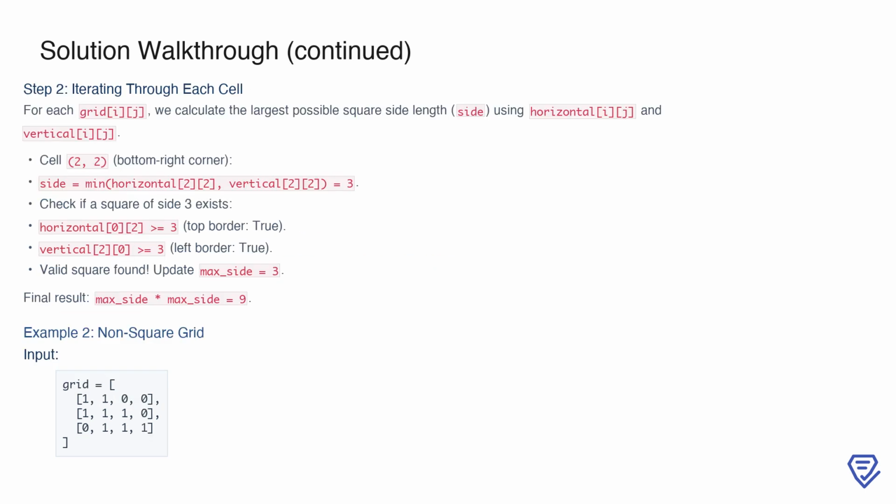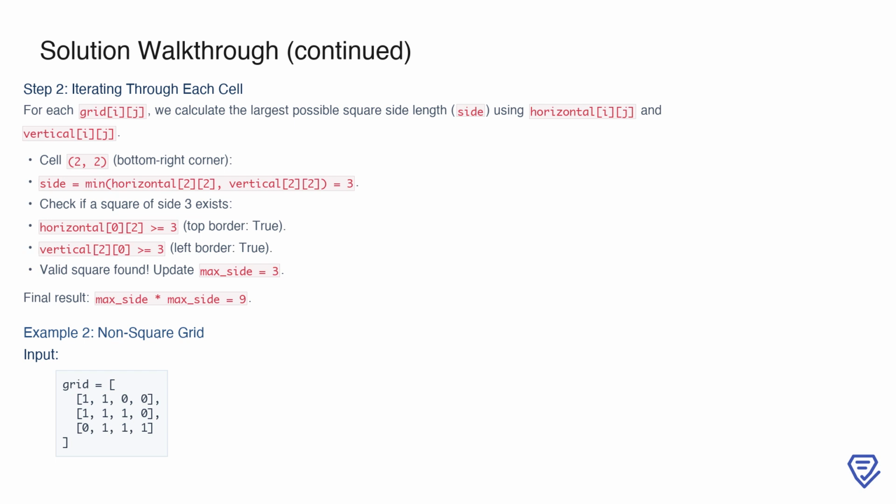Now, we iterate through each cell in the grid to determine the largest possible square that can have that cell as its bottom right corner. For example, at cell 2, 2, the bottom right corner of the grid, we calculate the maximum possible side length for a square by taking the smaller value between horizontal 2, 2 and vertical 2, 2. Here, the side length is 3.